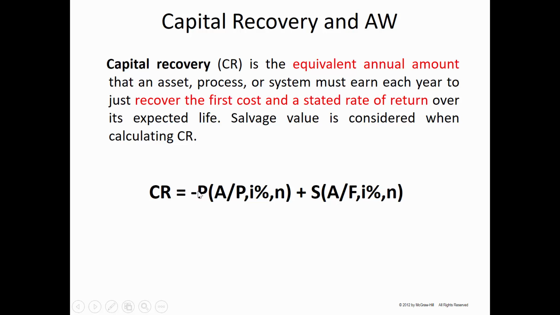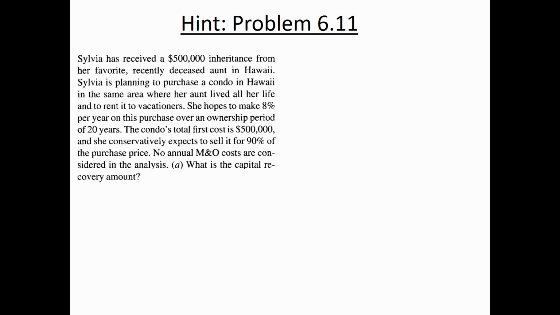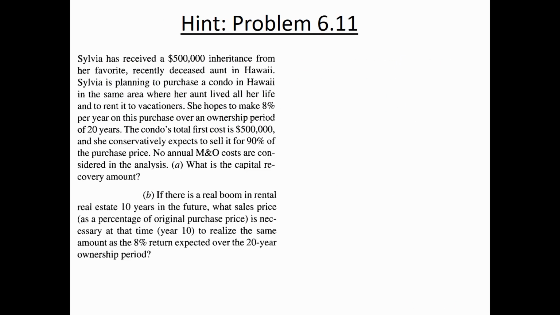Find the present value, multiply it by the A/P factor, so that'll find the annual equivalent of a present amount. You find that factor for A/F, multiply it by the salvage value, that's the sales price in year 20. And then capital recovery is the net difference between the two. So that's how you do part A.